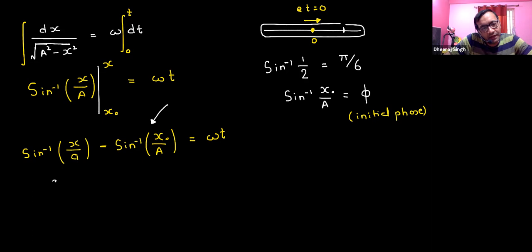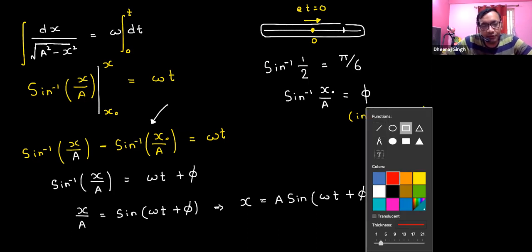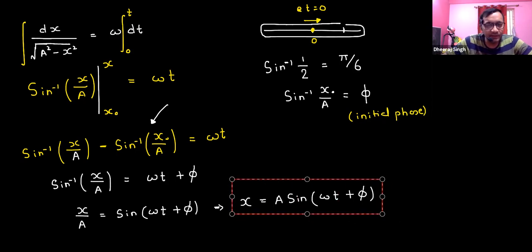Okay. So sine inverse of x by capital A is equal to omega t plus phi. So x by A is equal to sine of omega t plus phi. So we will get x equal to A sine of omega t plus phi. This is the third equation of motion. Third equation of motion is this, right?